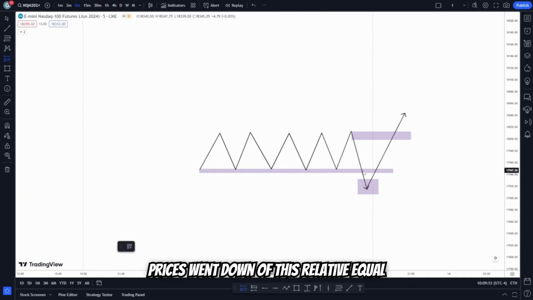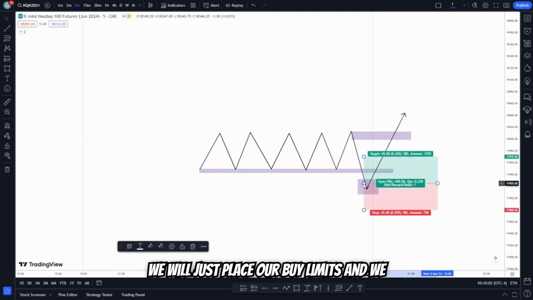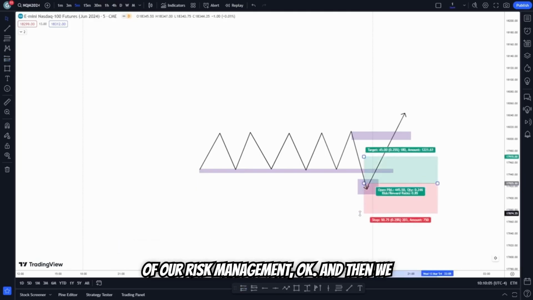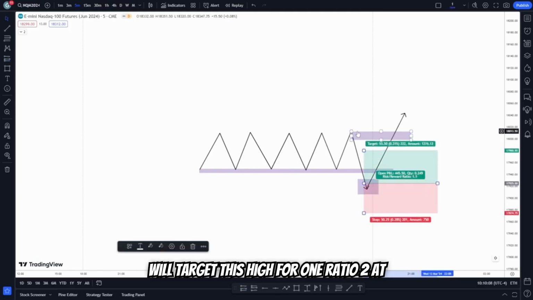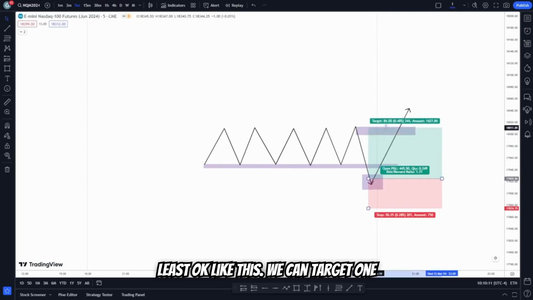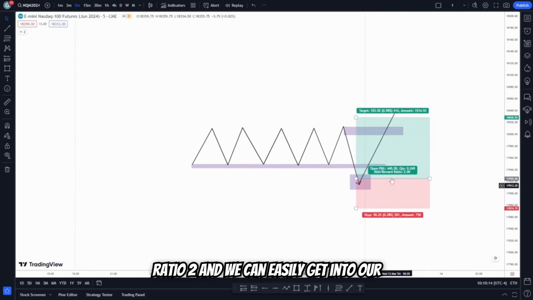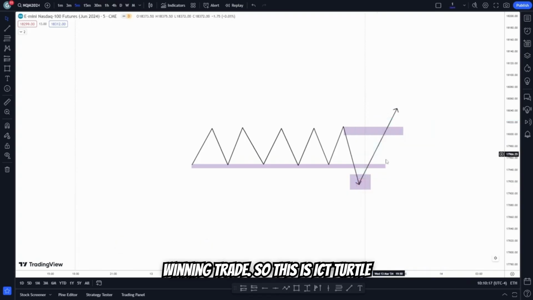So when you can see that price went down below these relative equal lows, or it went out of this consolidation from 1 or 2 pips below, we will just place our buy limits and we will place our stop losses on the basis of our risk management. Okay, and then we will target this high for 1:2 at least. Like this we can target 1:2 and we can easily get into a winning trade. So this is the ICT Turtle Soup strategy.